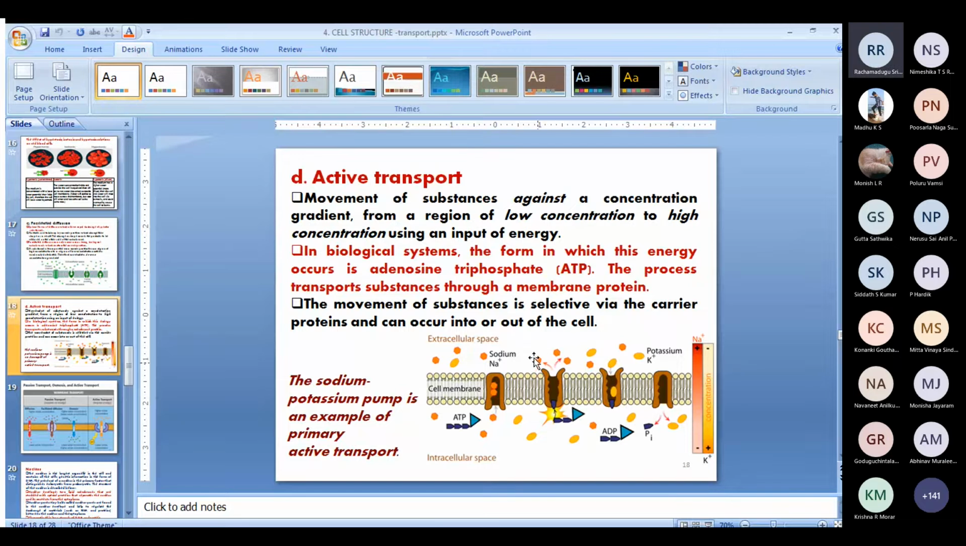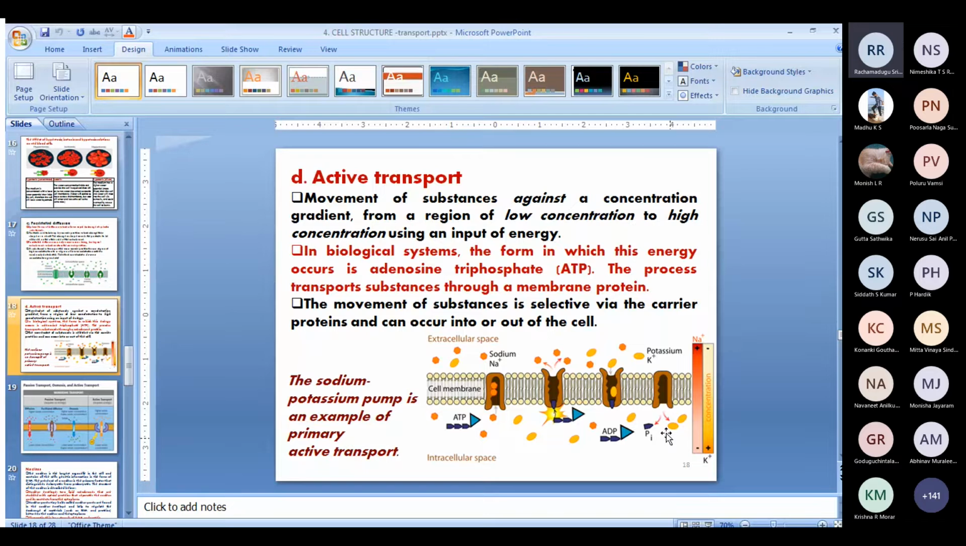Now when the 3 sodium ions get outside, 2 potassium ions come and get attached here. Again, what will happen? The phosphate that was attached gets detached, and these 2 potassium ions will be transported inside the cell. For this also, let me show you a video. In the video, it will be very, very clear. You can easily understand. After that, if you have any doubts, you can ask me.